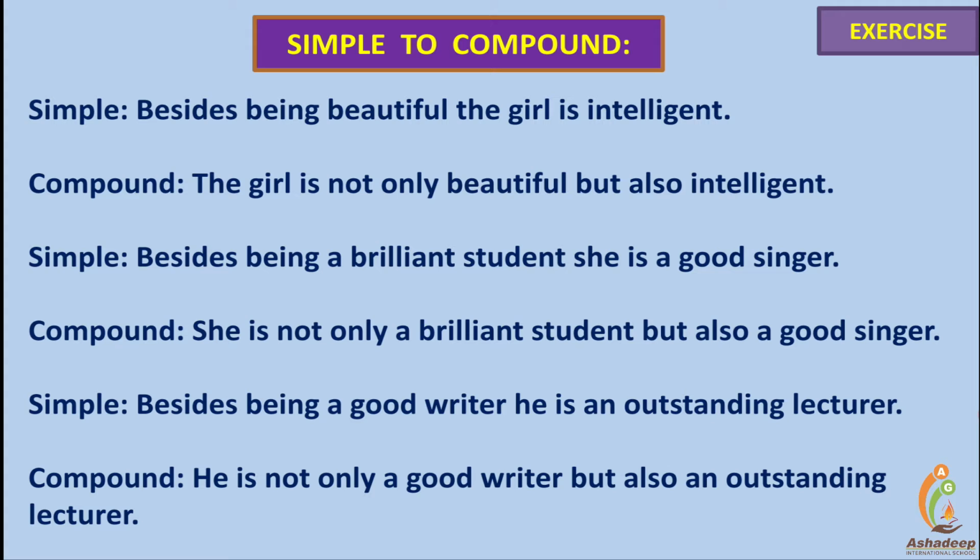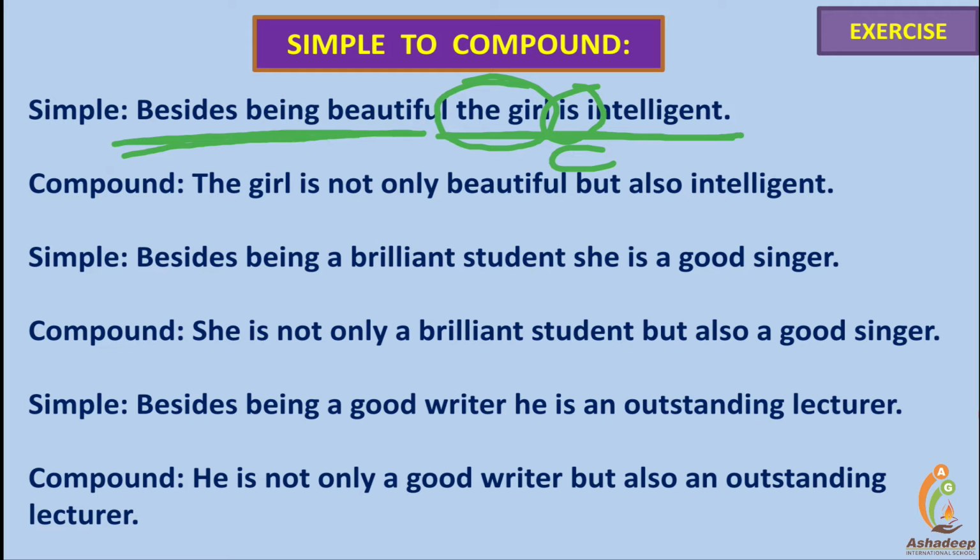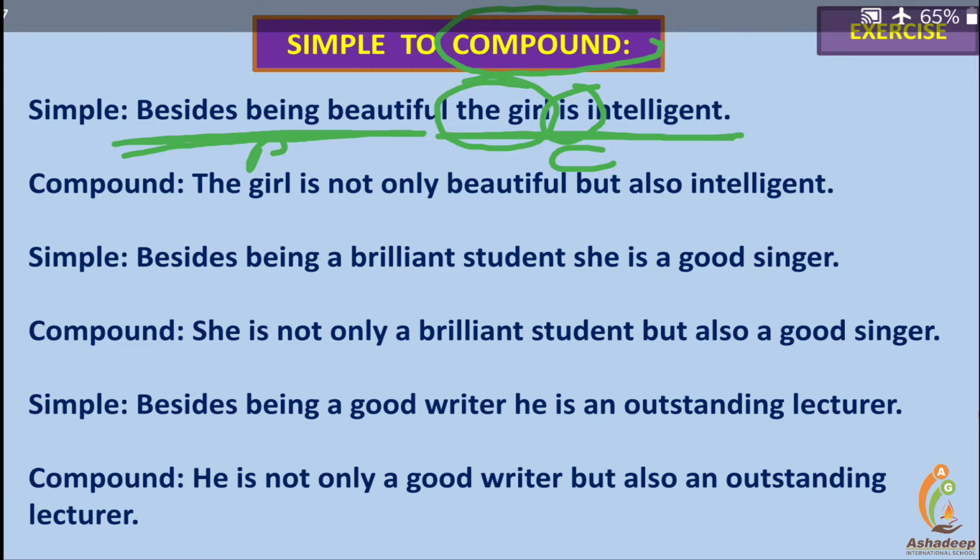Next. Besides being beautiful, the girl is intelligent. Again, let us find out the two parts of the sentence. Besides being beautiful, the girl is intelligent. Here you can see, friends, the girl is intelligent is a clause, since it has a subject, the girl, and verb, is. The first one, besides being beautiful, is a phrase. And to make a compound sentence, there should be two sentences, two independent clauses. They are not dependent on each other since it is a compound sentence.